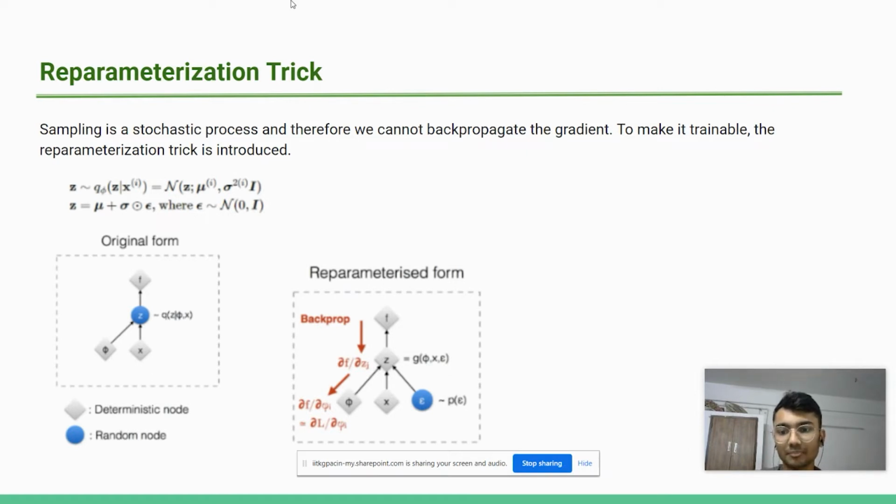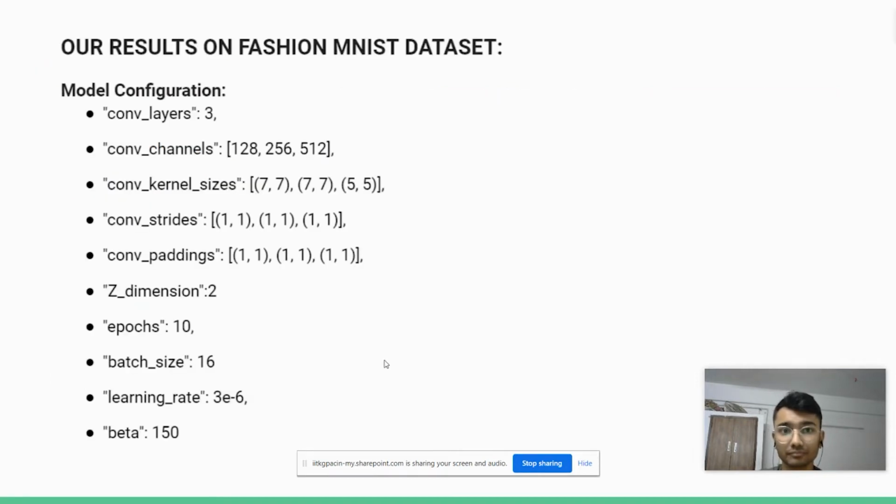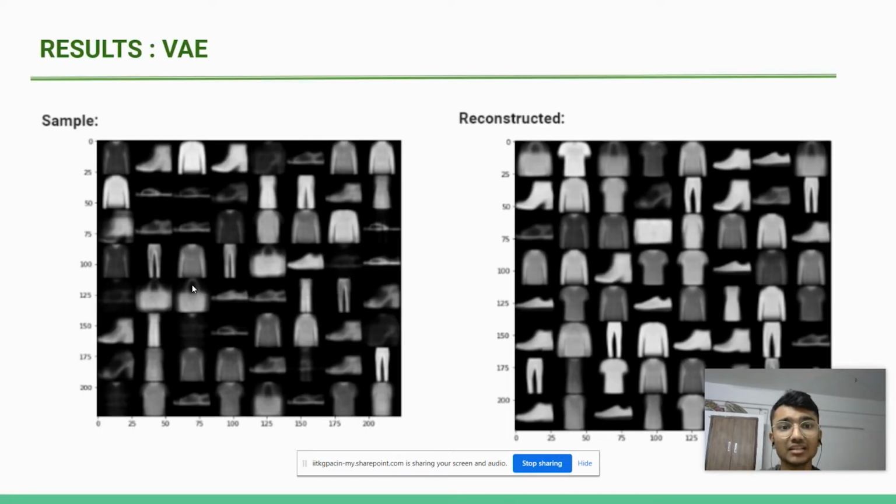So, what happens in the reparameterization trick? We say that Z is equal to mu plus sigma times epsilon, where epsilon is a node sampled from a standard Gaussian. So now Z, which was first a random node, becomes a deterministic node as we see in the reparameterized form. So I trained the VAE model using these configurations, and as we see, the result that we got was quite accurate, and it is fine.